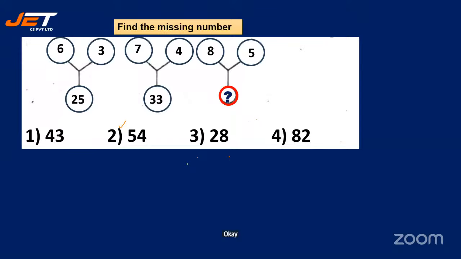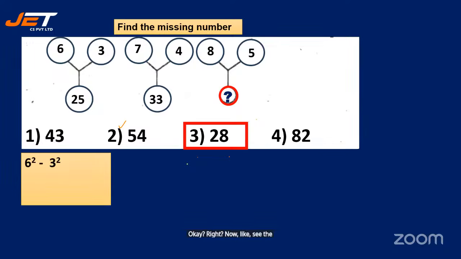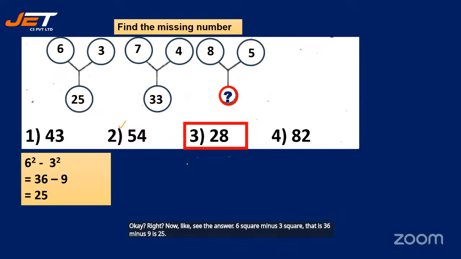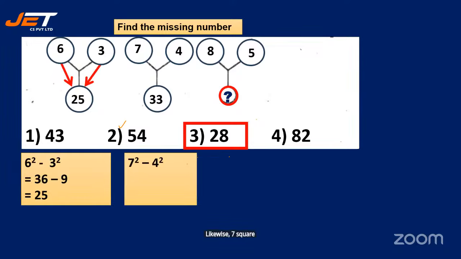Okay. Right. Now let's see the answer. 6 square minus 3 square, that is 36 minus 9, which is 25. Likewise, 7 square minus 4 square, so 49 minus 16 is 33. So here also, 8 square minus 5 square.